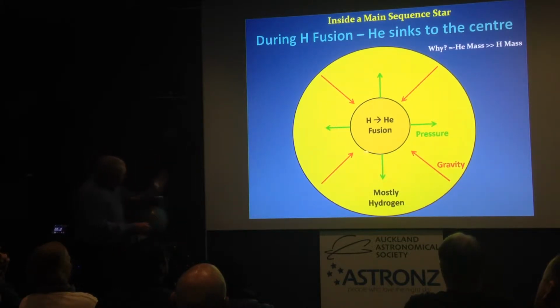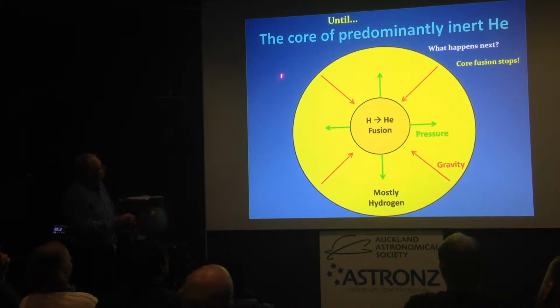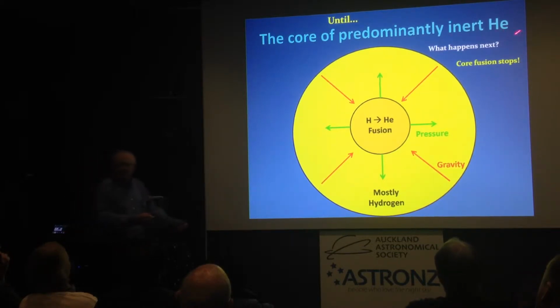So this is relevant to where I'm leading with this. I'm not telling you things just for the sake of it. This is very relevant. The helium starts sinking to the centre of the core because it's heavier, until the core becomes more and more predominantly inert helium. Inert meaning it's not fusing, it's not reactive at the moment, the temperatures aren't high enough.